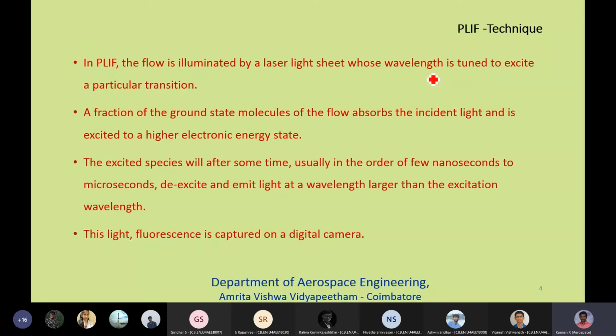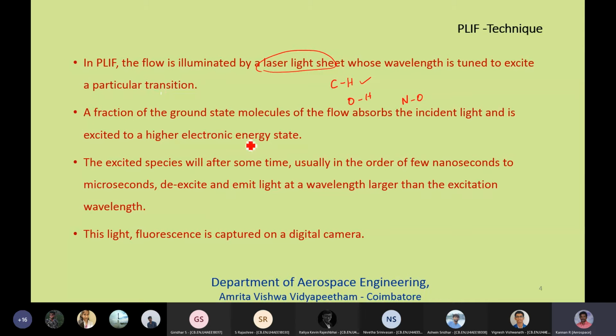So how are we going to do the FLIP technique? If you look at that, the flow is illuminated with the help of a laser sheet whose wavelength is tuned to excite the particular transition. Basically, if you want your CH species or your OH species, accordingly you have to tune the wavelength of the laser light sheet, and it is going to excite only the CH species, or the NOx, NO species.